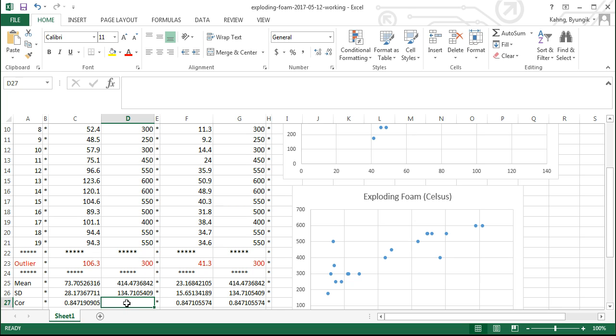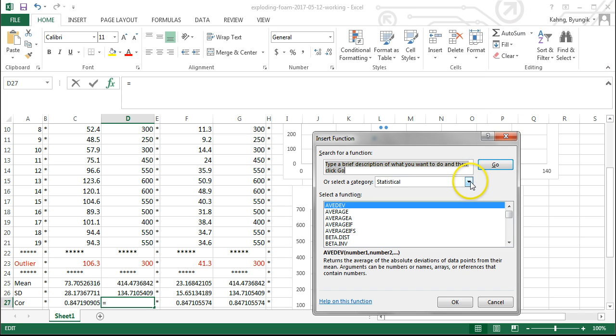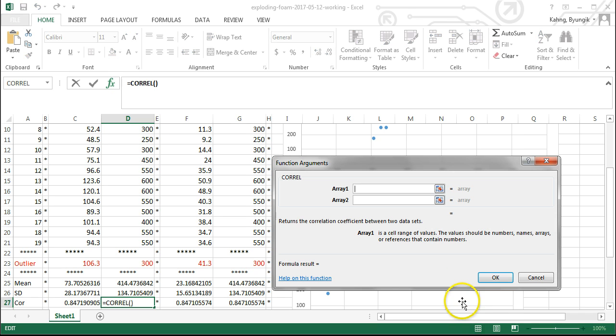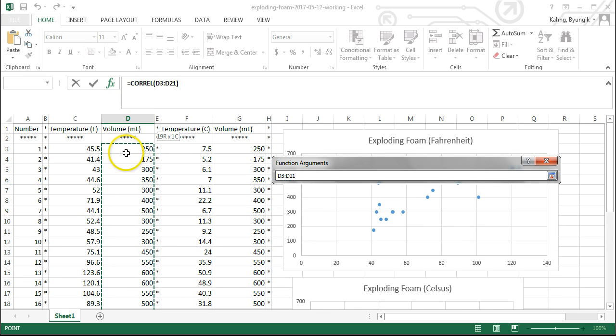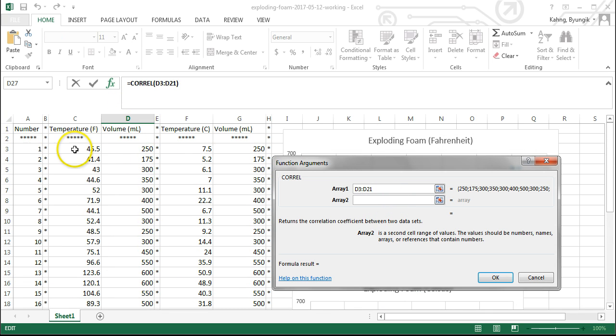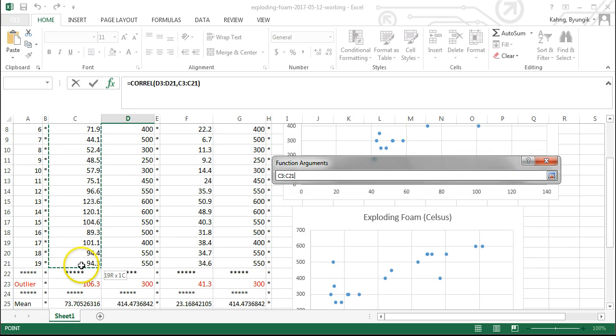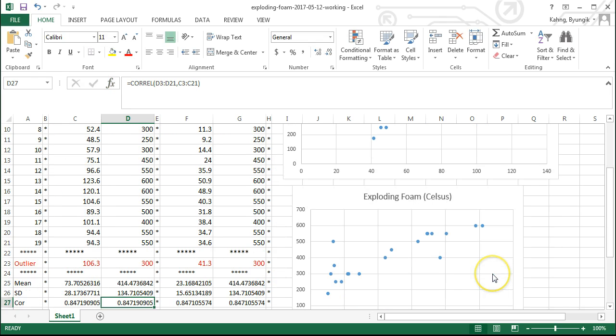Let's repeat this once more, just for exercise. Now, let's use this box for the correlation computation. As usual, sigma, more functions, statistical, and let's go to correlation. Previously we used array 1 as temperature and array 2 as volume, but this time let's switch it around. Array 1 for volume, and array 2 is the temperature. Will that make any difference? No. We have to have the same thing.